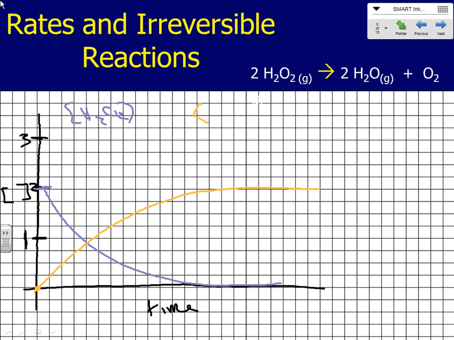And this then again is my H2O. And we'll use here the yellow one. Hopefully we can see it. Where am I going to end up with my O2 line? Yep, at 1. And that's an irreversible reaction.